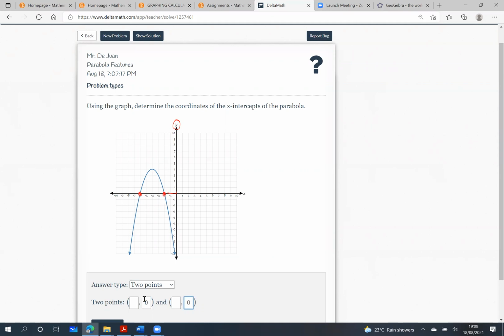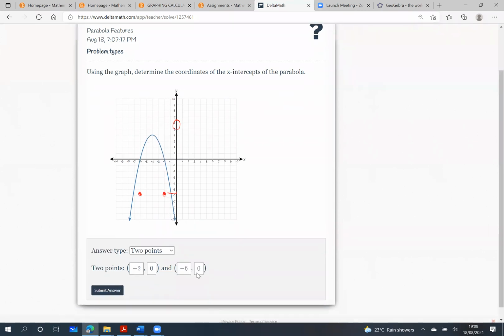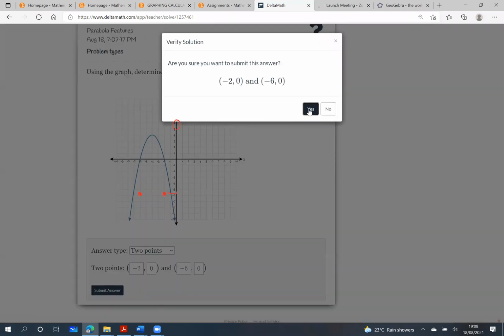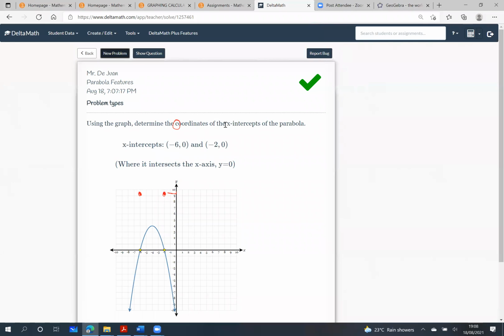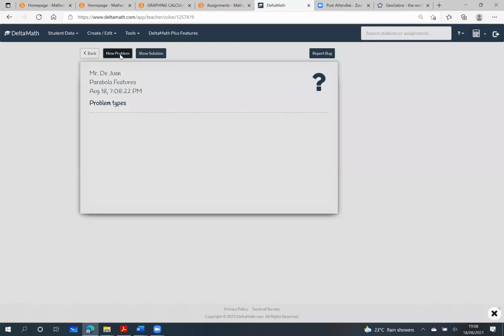It looks like the 2 dots that I drew were at -2 and at -6. -2 and -6. Okay? So read the question carefully. What is it asking you? Read the questions carefully.